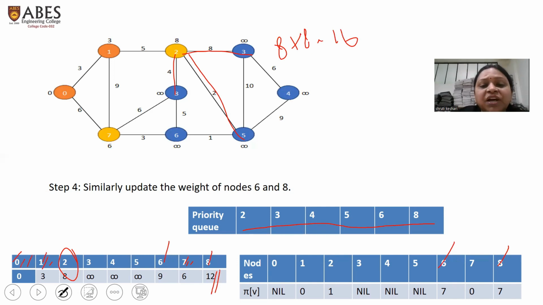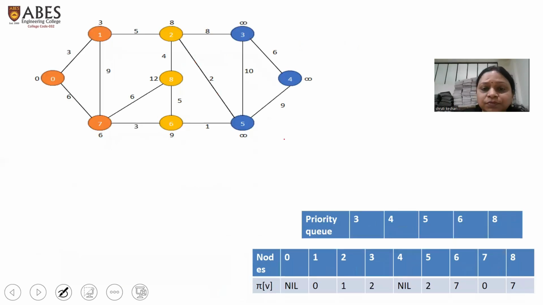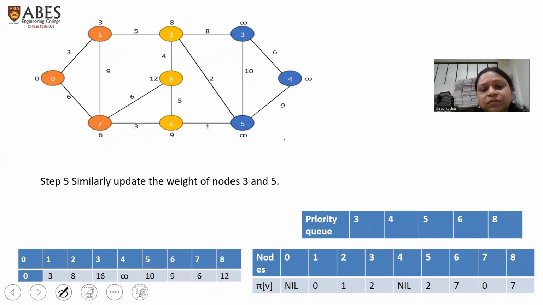And when you're talking about 5, 5 contains infinity. Then 8 plus 2, that is 10. You will get this one. Here, from 2, vertex 5 contains the value 10, and vertex 3 contains the value 16, which is less than infinity.